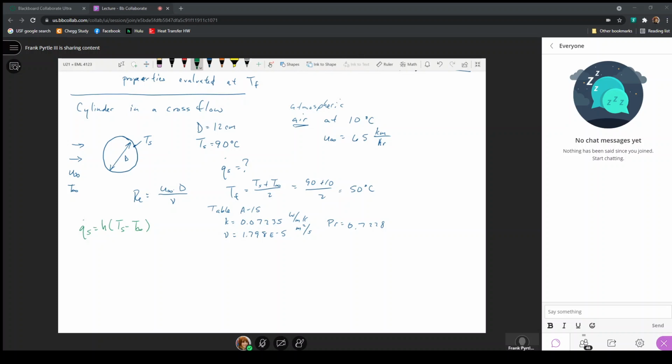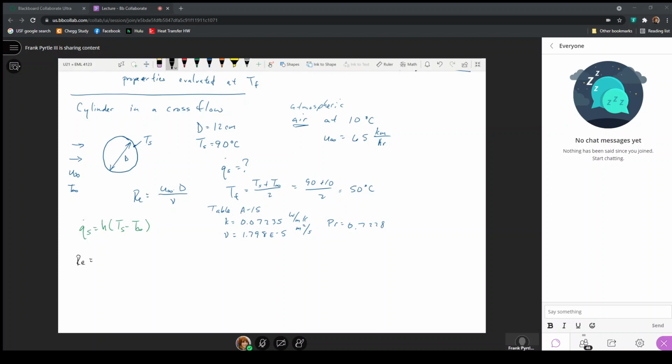So for the consideration of the properties that we need evaluated at the film temperature of 50 degrees, we use table A15 to get these properties of atmospheric air at that given temperature. So here, the Reynolds number then is the free stream velocity.